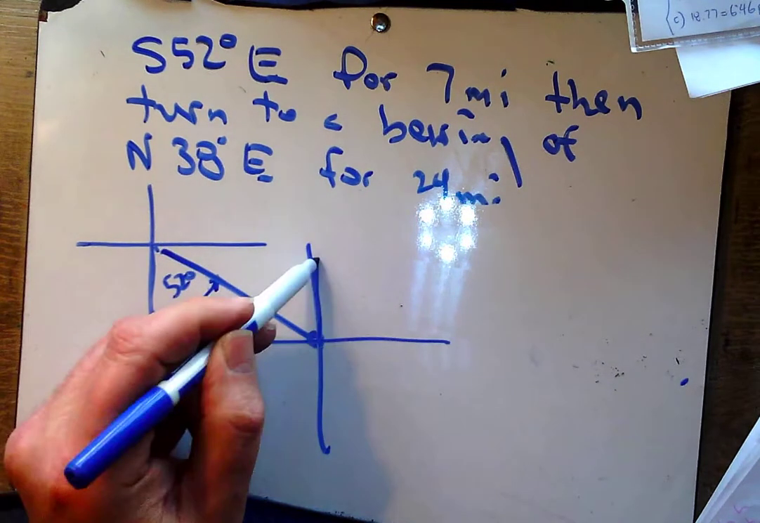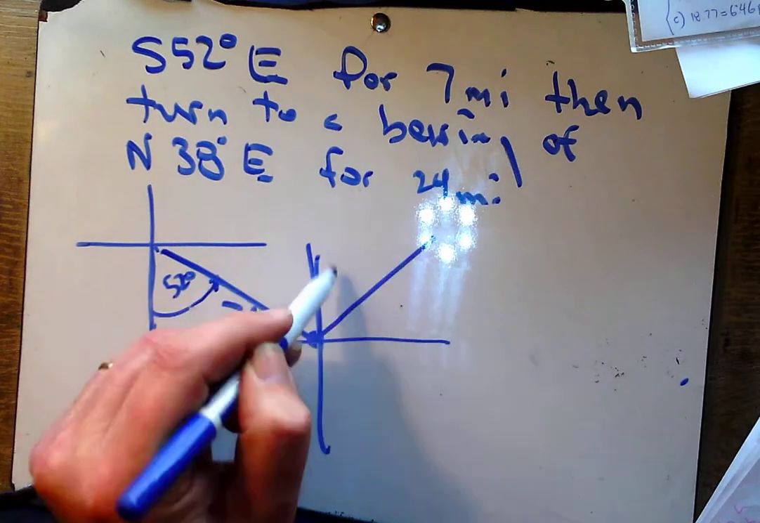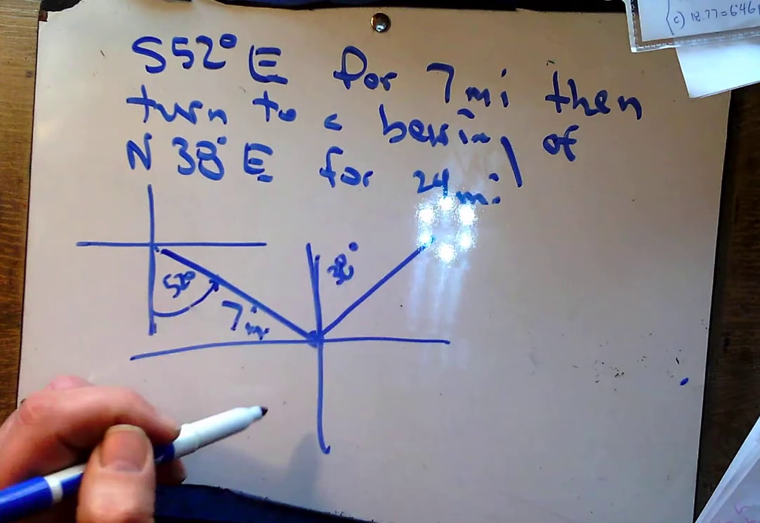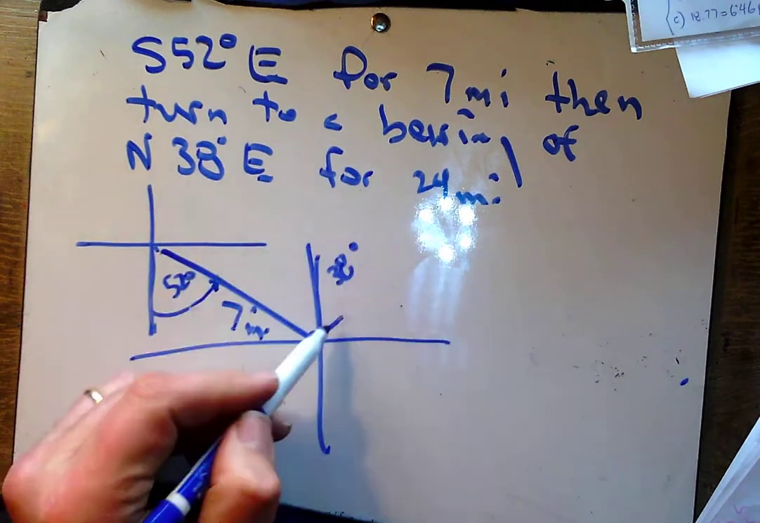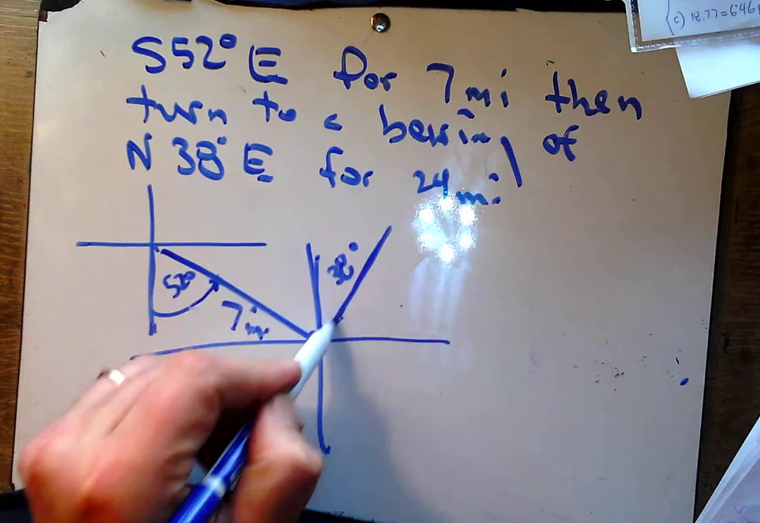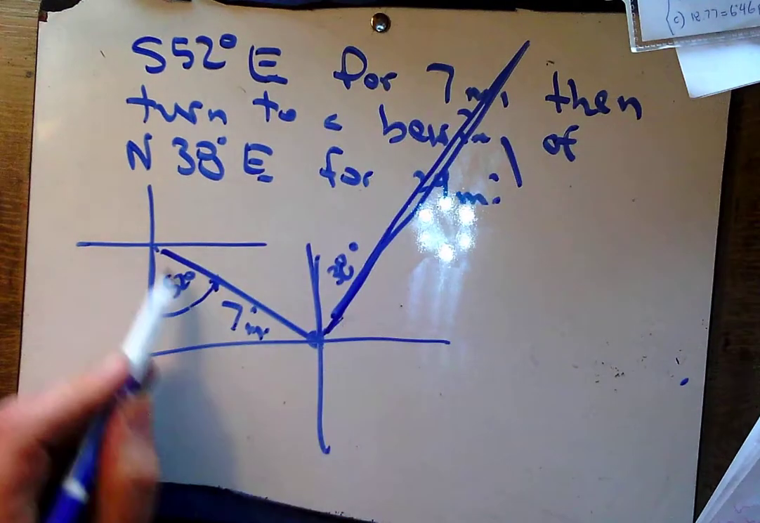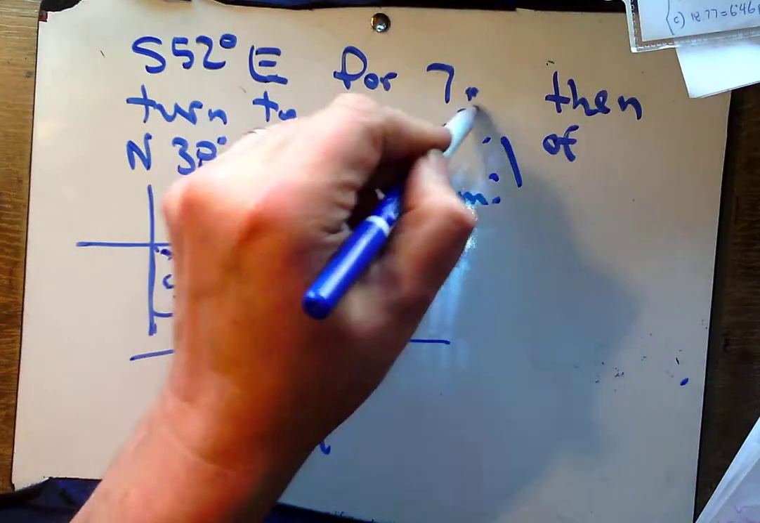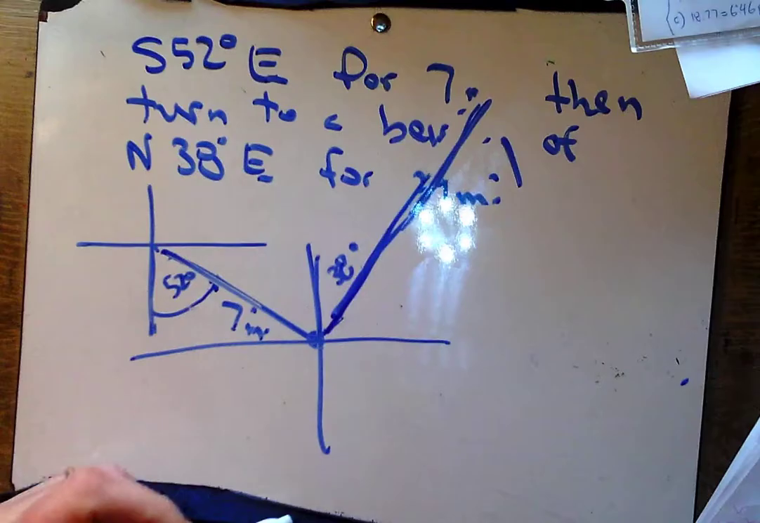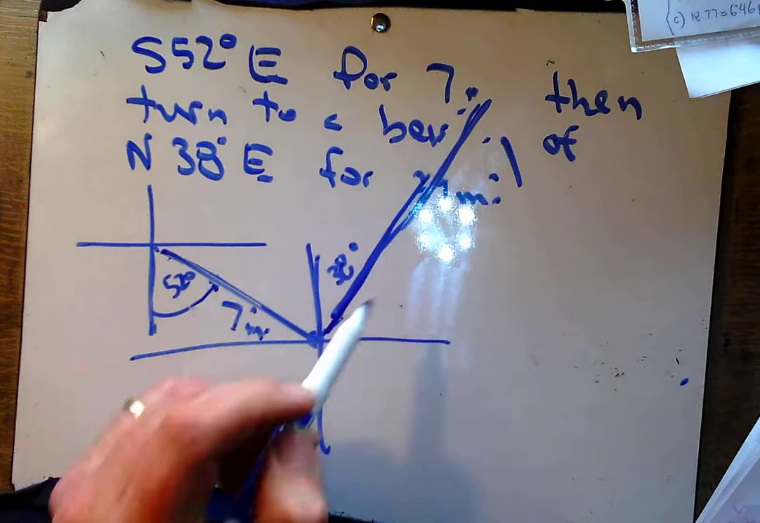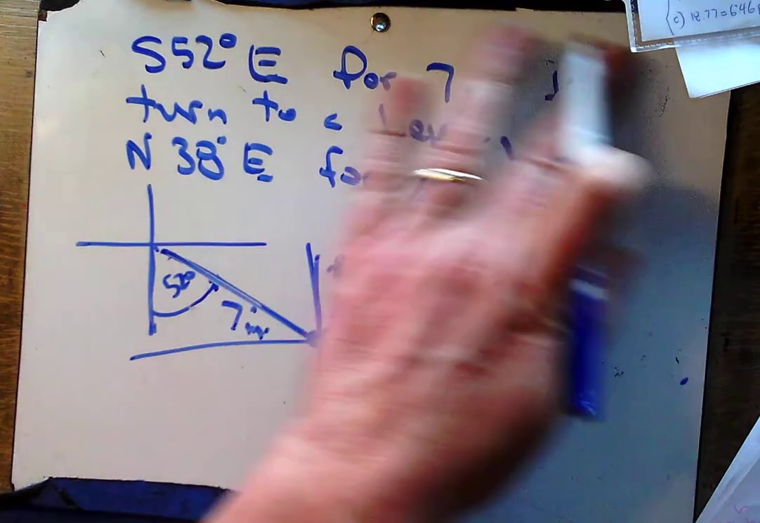This time we're going north 38 degrees east. This could be just a little less. And we're going for 24 miles. So this has got to be much longer than that one. Maybe not that much, but definitely longer. Okay, and this is 24.